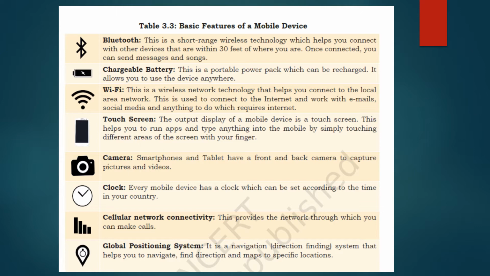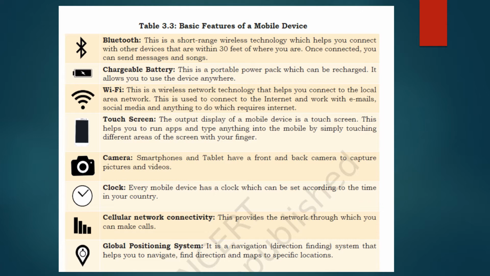Next one is Wi-Fi. This is wireless network technology that helps you connect to the local area network. This is used to connect to the internet and work with email, social media and anything which requires internet. Next one is touch screen. The output display of a mobile device is a touch screen. This helps you to run apps and type anything into your mobile by simply touching different areas of the screen with your finger.